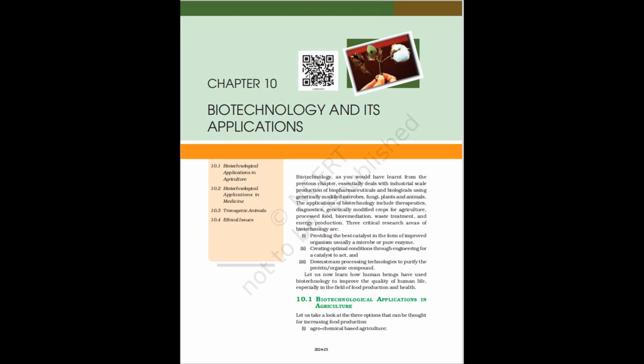1. Agrochemical-based agriculture. 2. Organic agriculture, and 3. Genetically engineered crop-based agriculture. The Green Revolution succeeded in tripling the food supply, but yet it was not enough to feed the growing human population.